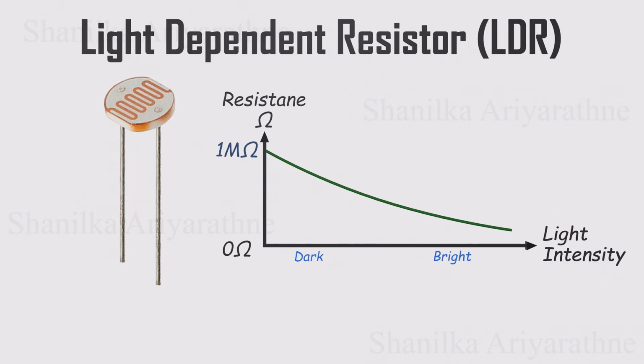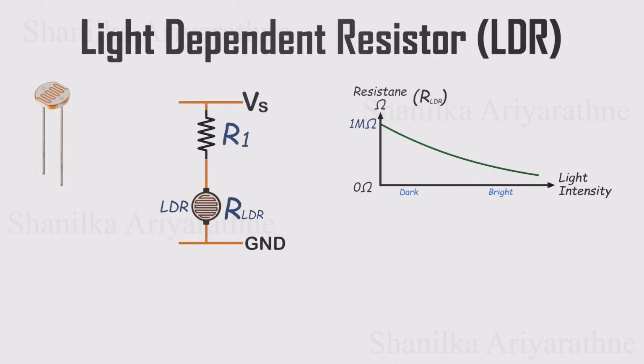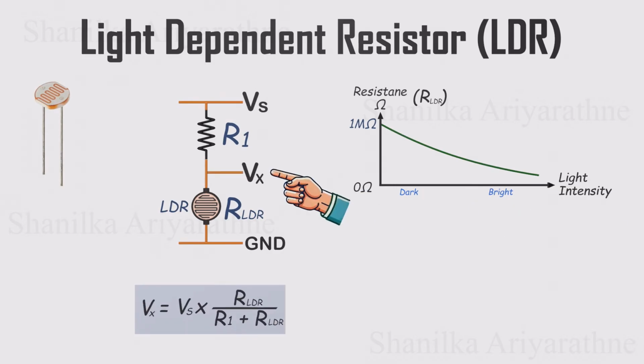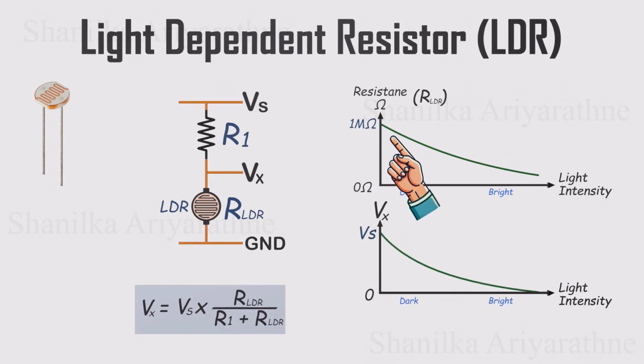Now, when we connect an LDR with a regular resistor in this configuration, we create a voltage divider. That means the voltage at the center point depends on how much light the LDR is getting. In the dark, the LDR's resistance is high, so most of the voltage appears at the midpoint, almost equal to the supply voltage. As the light increases, the LDR's resistance drops, and the midpoint voltage goes down.